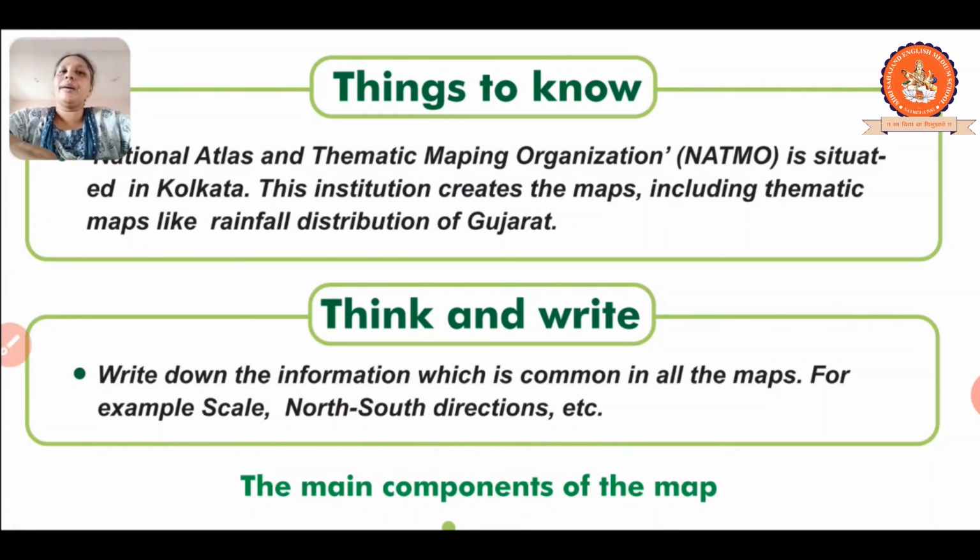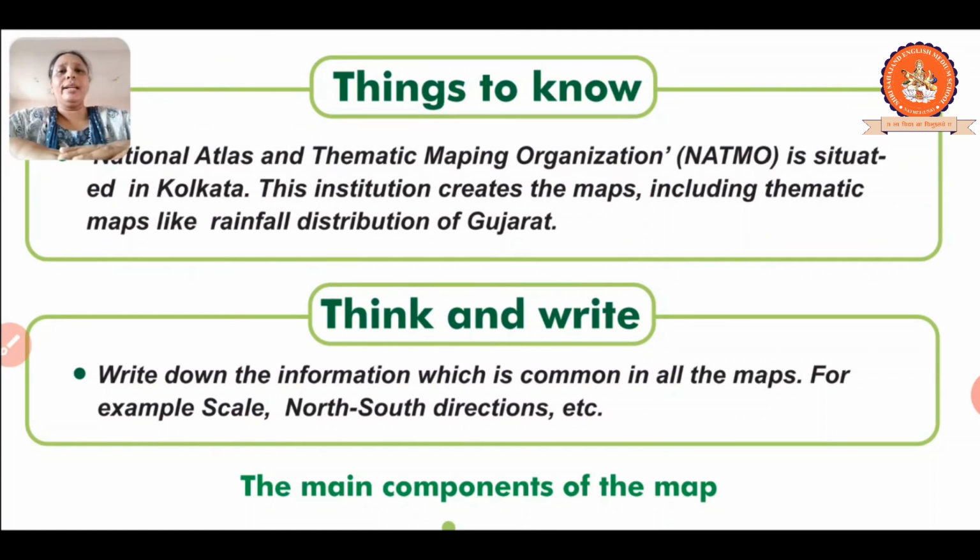The institutions are creators of maps. They make the maps, including thematic maps like the rainfall distribution of Gujarat, which you see on the news channel. Most students do not watch the news, but beta, it is good for you to take information from the news channel because later on it will be very helpful. In the news a weather map also comes: the rain is falling, Gujarat has heavy rains. Sometimes you get to know that a cyclone is coming from the south or the north, towards the Gujarat side and Maharashtra side. All this information comes from NATMO, which gives maps like the rainfall distribution of Gujarat.